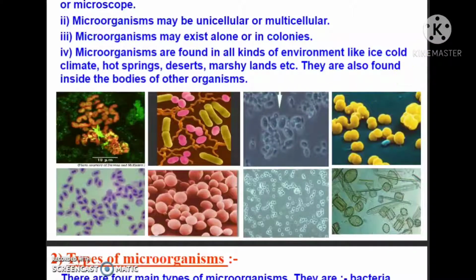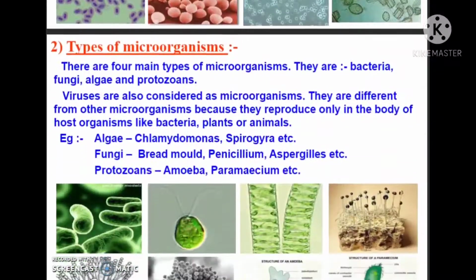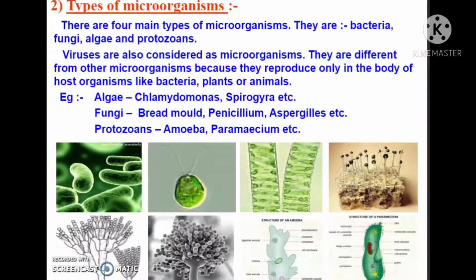Now we are going to learn about the types of microorganisms. There are mainly four types of microorganisms. They are bacteria, fungi, algae and protozoans. We will learn about all these one by one. There is one more type, that is viruses. They are also considered as microorganisms, but they are different from other microorganisms.